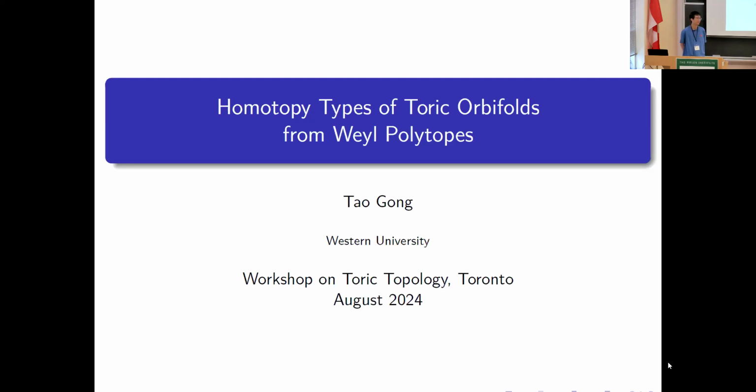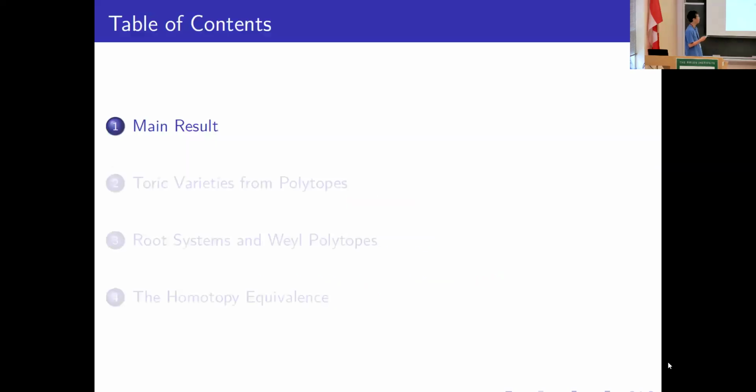So I'm pleased to introduce Gong, who's going to talk to us about homotopy types of toric orbifolds from Weyl polytopes. Well, thank you, Tony, and thanks to the organizers and the audience. Okay, so that's the topic, and there will be 4 sections in this lecture.